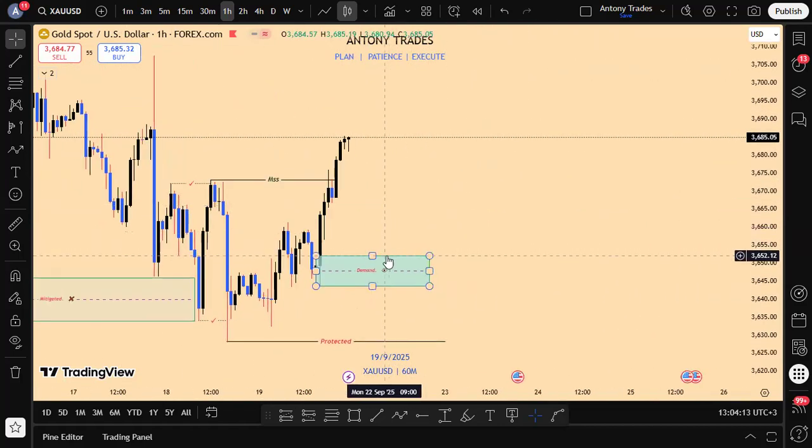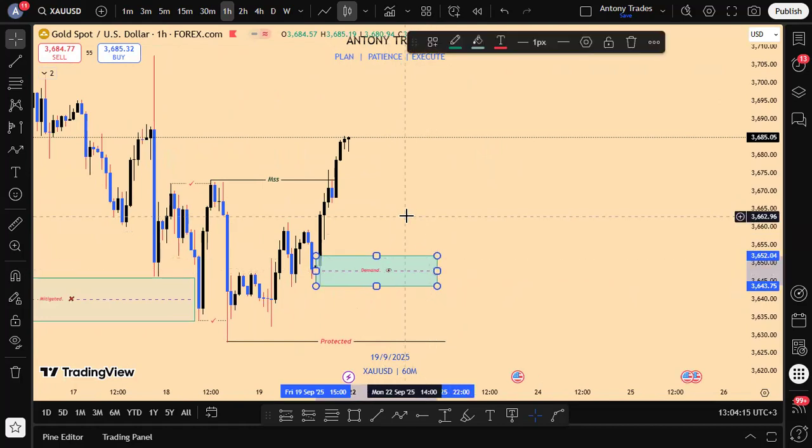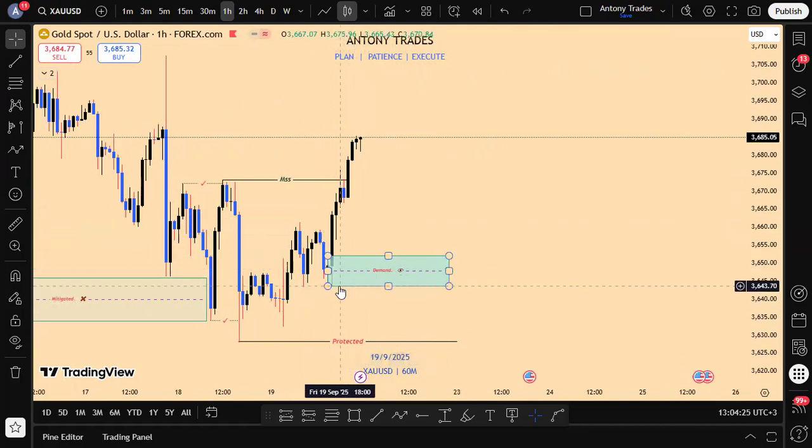Now, this is our demand zone in the 1-hour time frame. But the only problem is we don't have any liquidity within this area. There is no liquidity. So that is the only problem. And this low has not swept liquidity below this low here. There is no sweep of liquidity below this low here.